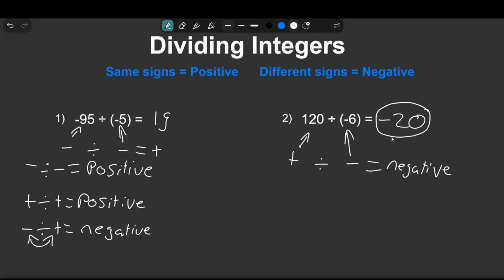Just a quick review again. We did 4 examples. We got 2 positive numbers and 2 negative numbers as our final result. So if we have the same sign, it will be positive, and if we have a different sign, it will be negative. So this was basically the video, guys, on how to divide integers working with positive and negative answers.